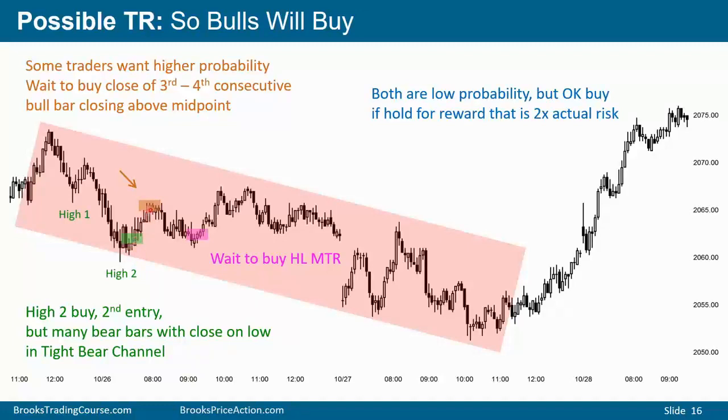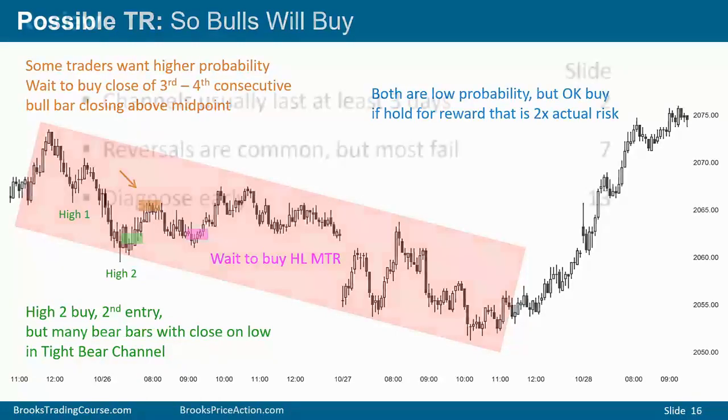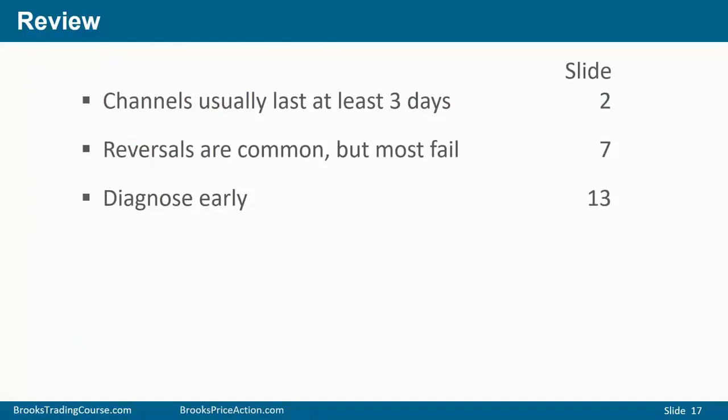Yes, you got a lot of bull bars closing above their midpoints. The odds are we'll get at least a small second leg up. But if I see this and I'm not long, I'd rather buy a pullback. When you're looking at broad bear channels, they typically last at least several days. They're bear trends, and therefore reversals are common. And like all bear trends, most reversals fail, and therefore it's better to look to sell a rally from a reversal than to buy the rally betting on a successful reversal into a bull trend.